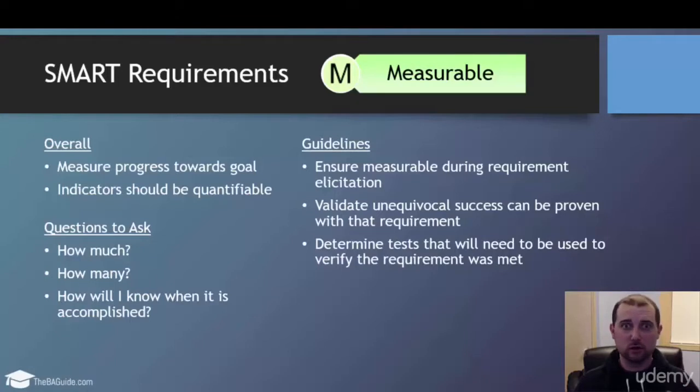So you want to be able to say, for sure, this has been met or this has not been met. And then you also want to determine tests that will need to be used to verify the requirement was met. If you're talking response time, you need to be able to say, okay, we need to set up some type of test to validate this. As long as you can formulate what that test would be in your head, you don't need to write it down at this point. Might be great to put a little note there. But as long as you can put together a test to be able to do it, that's great. That's what you need to be able to do.